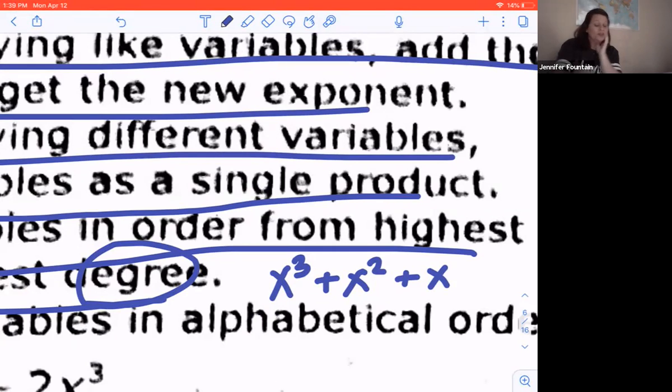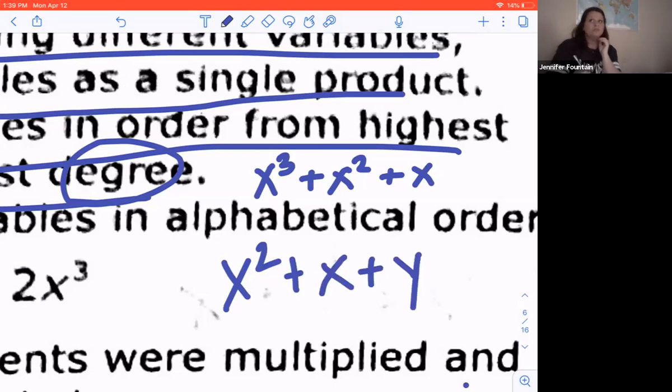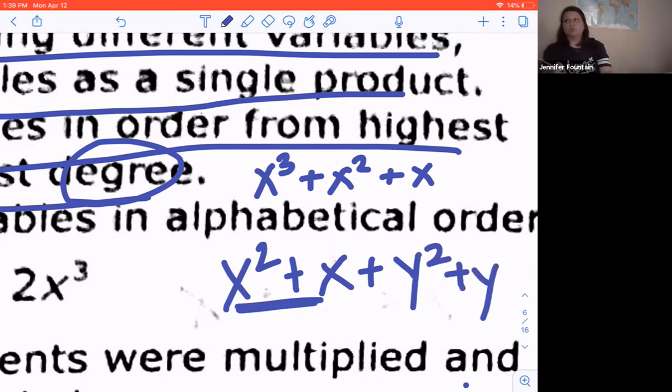Now, let's say I had x squared plus x plus y. If I have different variables, not only do I go in descending order, but I also go in alphabetical order. So I start with my x's first because x comes before y. I go in descending order of my x's, and if I had additional y's, I'd do descending order for those too, but the variables go in alphabetical order. So x's are first, then y's. Okay.